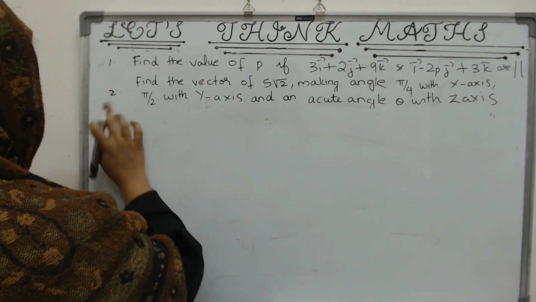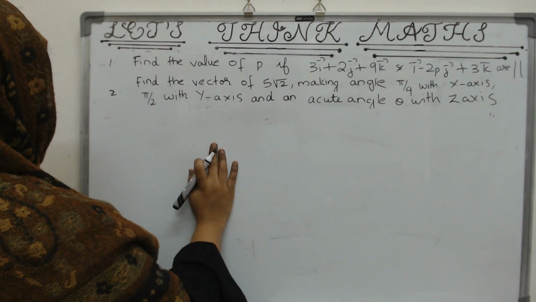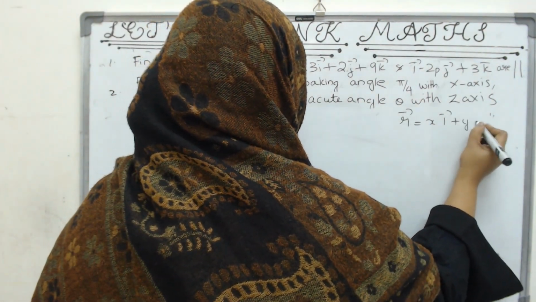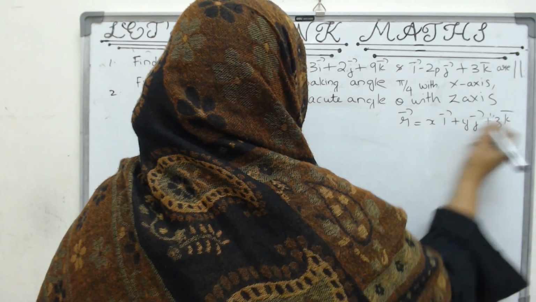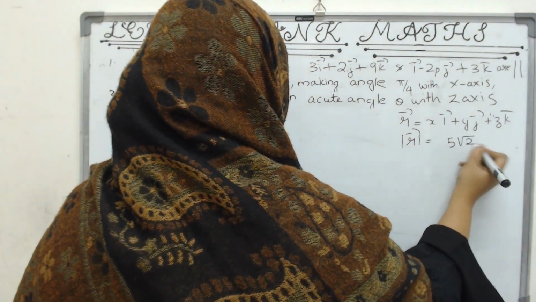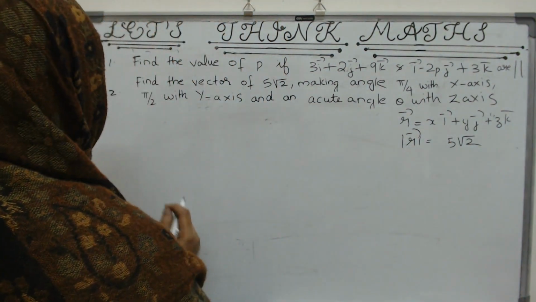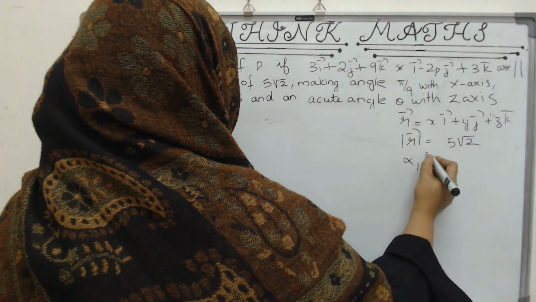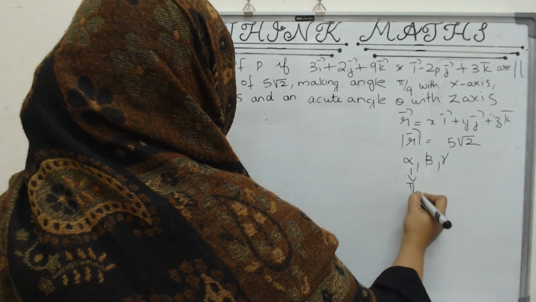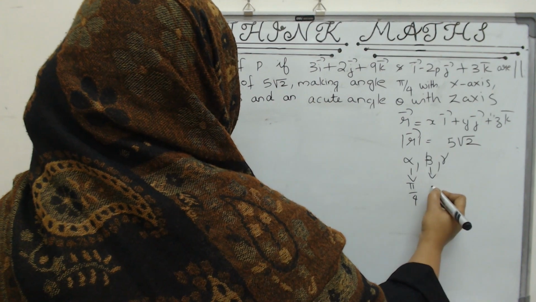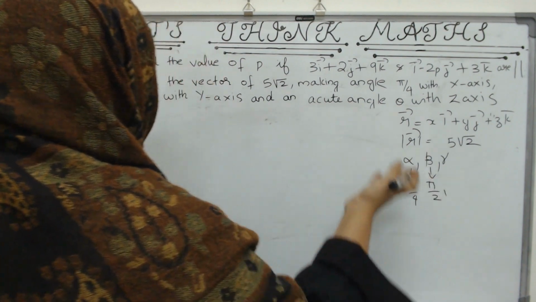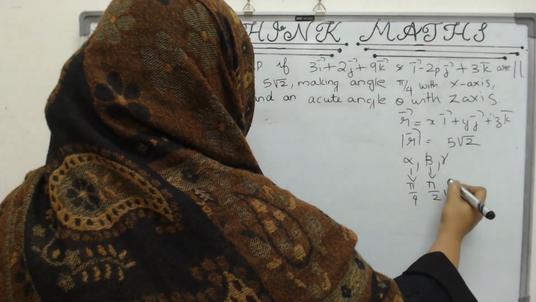Now we will start with the second question. What is the question? We need a vector. Let the required vector be xi plus yj plus zk, and its magnitude is given as 5 root 2. What else is given? The angle that it makes with the x-axis, the y-axis and the z-axis. With the x-axis it is pi by 4. With the y-axis it is pi by 2. And we don't know what angle it makes with the z-axis. It is just given by theta.